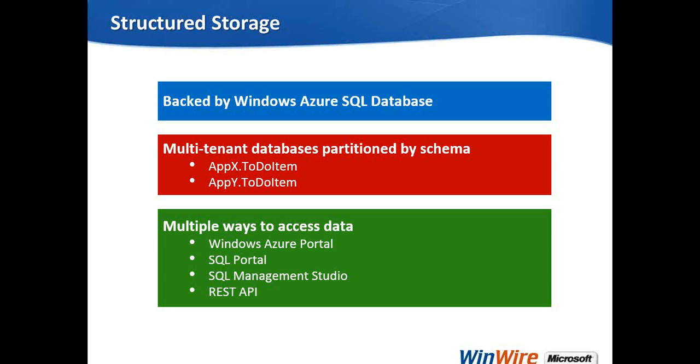And then there is the multi-tenant database partition schema, which means that if you want to use the same database for multiple applications, you can do that. You can partition the table by application name. For example, if I have two apps, app X and app Y, then I can partition the to-do item table by using appx.todoitem and appy.todoitem. So when you are getting data from app X, you get only data that is relevant to that particular application, and similarly for application Y.